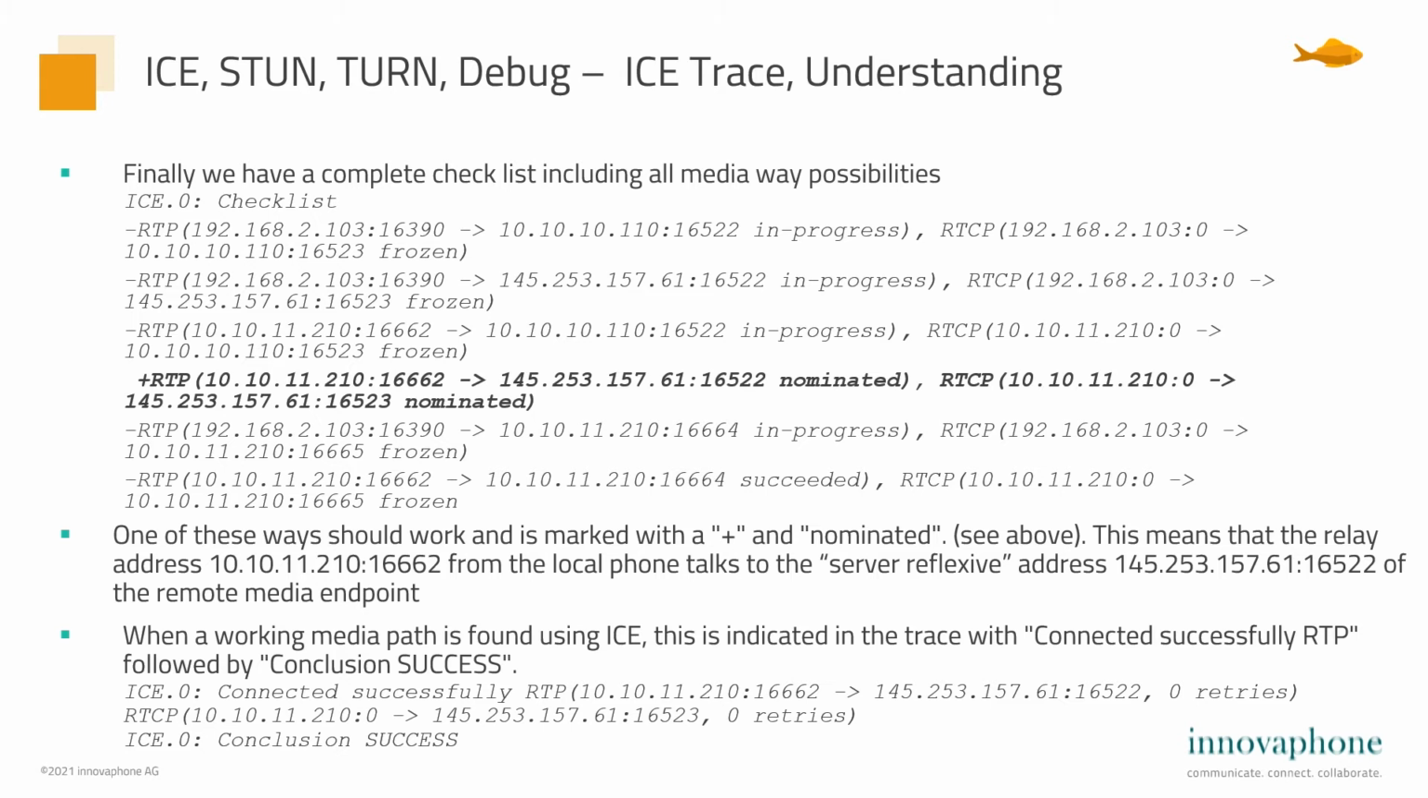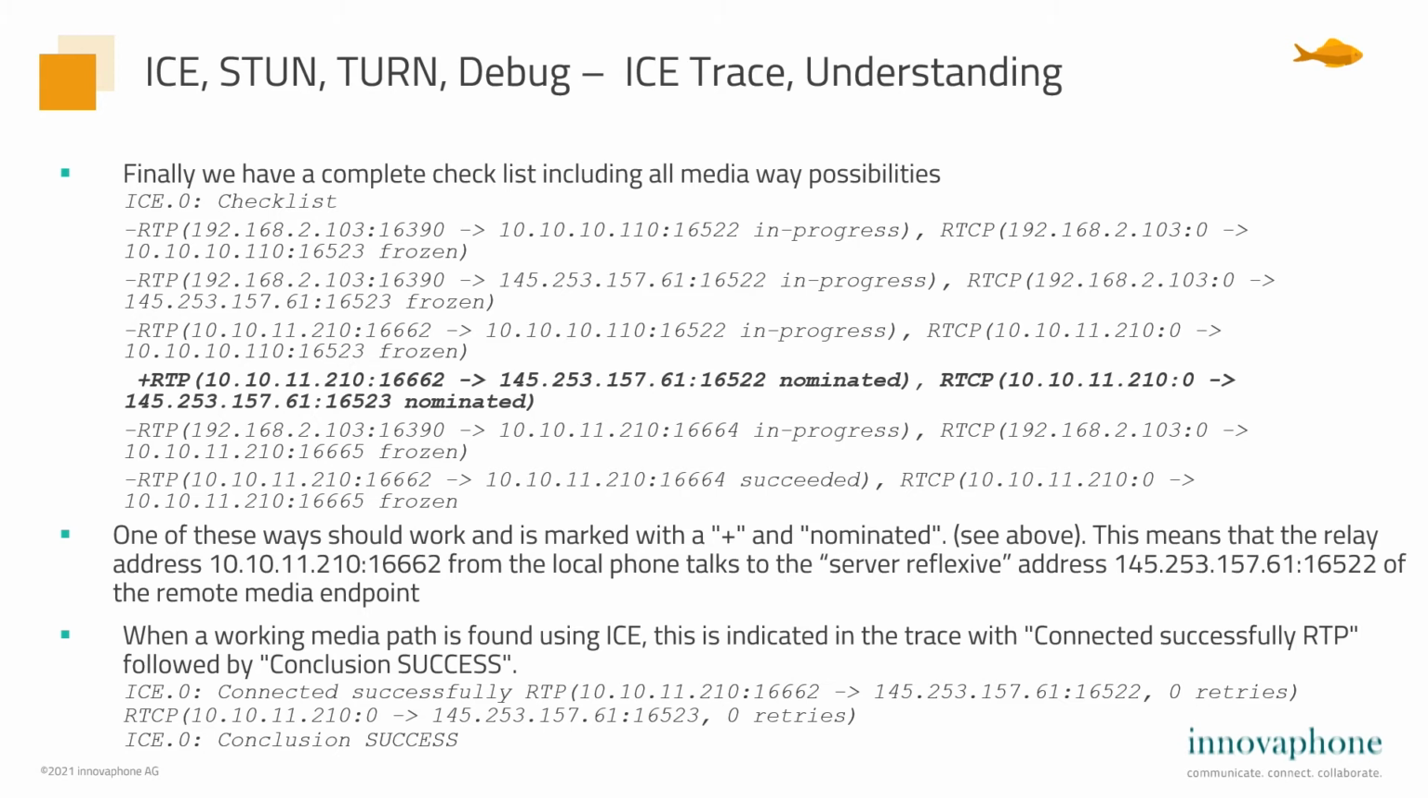So me, 10.10.11.210, I need to send my RTP to 145.253.157.61. So basically this is a relay address, or server reflective address. And these checks are done automatically, so you cannot control them. That's why it's important to configure everything. Even if you say, okay, I'm in a LAN, I don't need a TURN, I don't need a STUN, you don't know. It's an automatic system, so it's better to provide everything in order to have proper RTP checks.